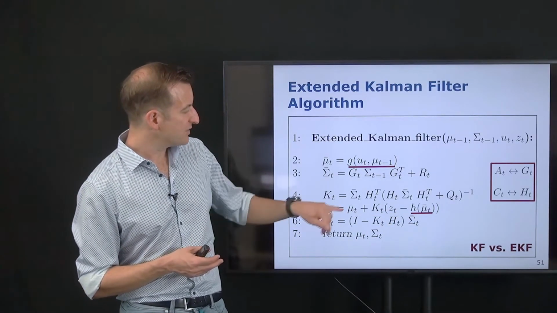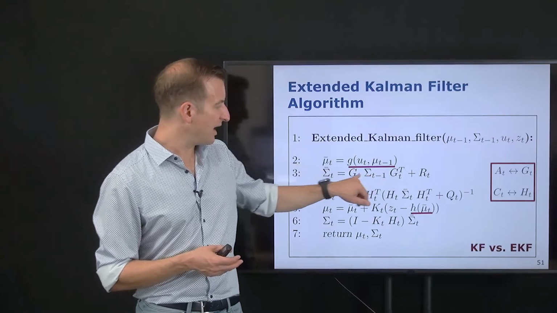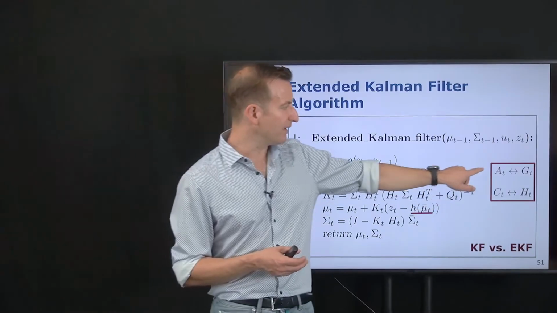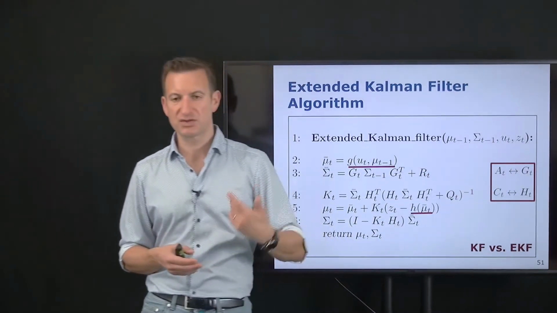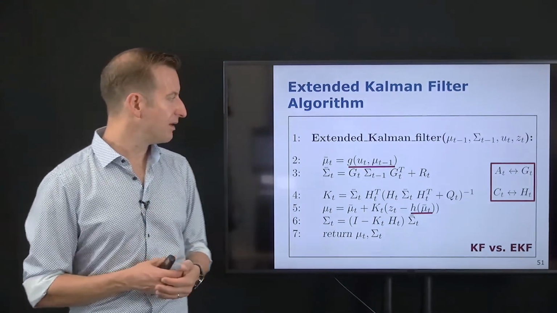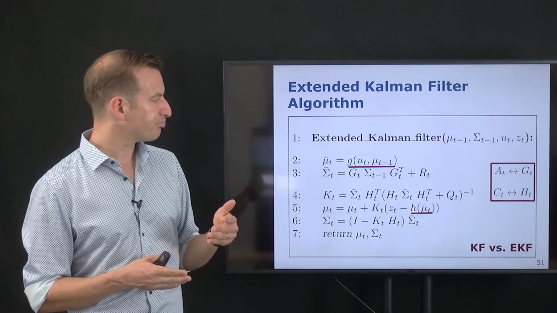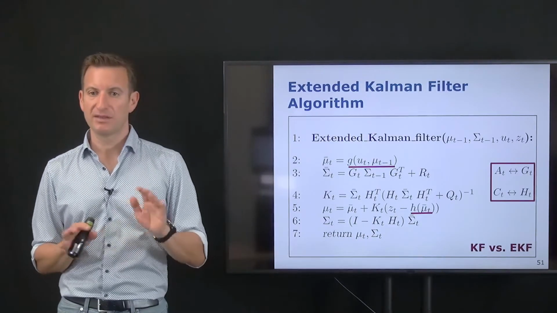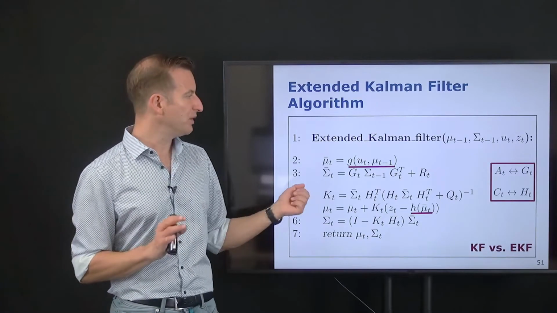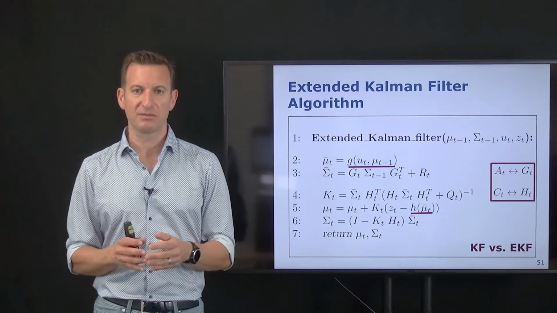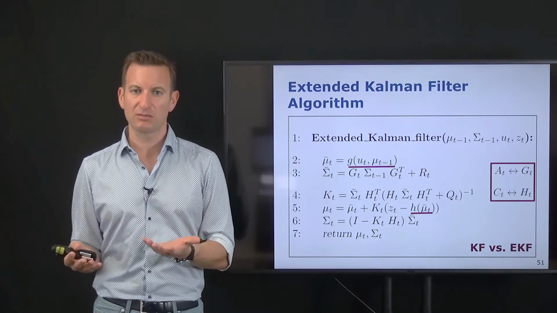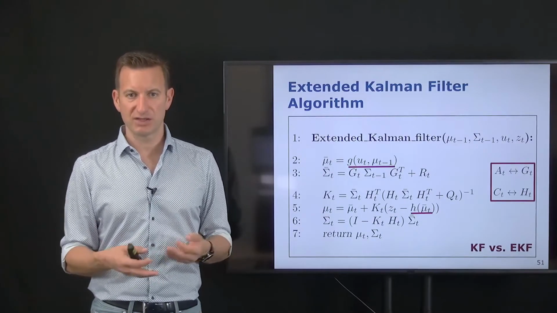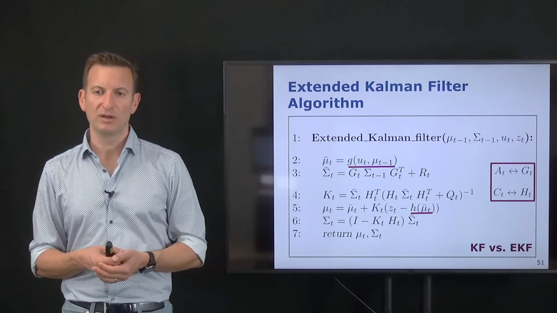And then what changes are the matrices: the matrix A and A transposed and C transposed are now replaced by G and H, which are the Jacobians of my motion and my observation. The rest stays identical between the Kalman filter and the extended Kalman filter algorithm. Because I'm just using these linearized models, only the involved matrices in this linear function actually changed, and the rest stays the same.